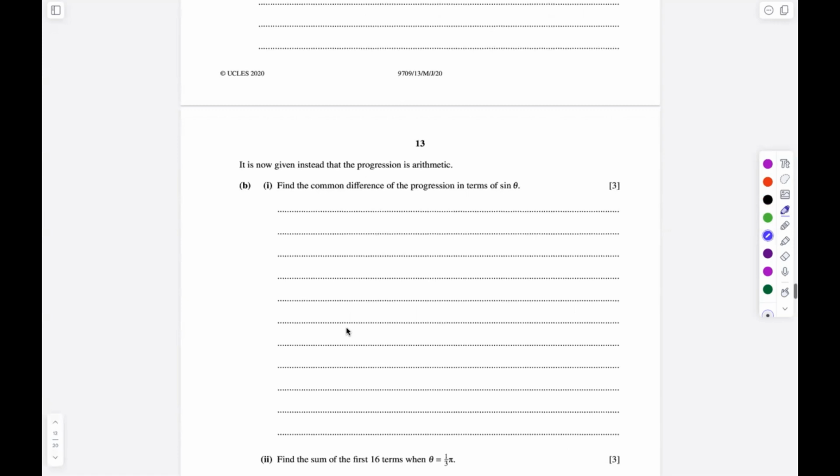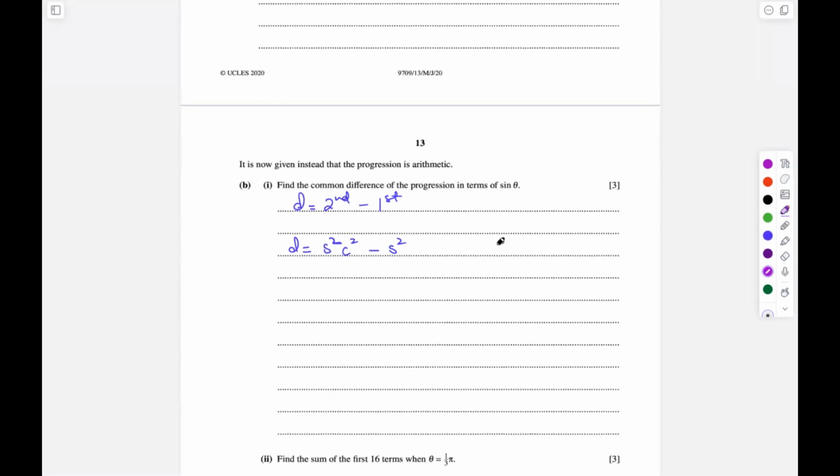In part b, it says it is given now instead that the progression is arithmetic. We have to find the common difference of the progression in terms of sine theta. So to find the common difference, we find the difference of two consecutive terms. In this case, we can find the difference of the second and the first term. Now the second term was sine squared times cos squared, and the first term was sine squared. Now we have to bring our expression in terms of sine theta.